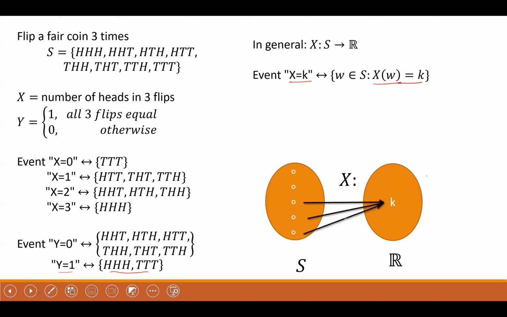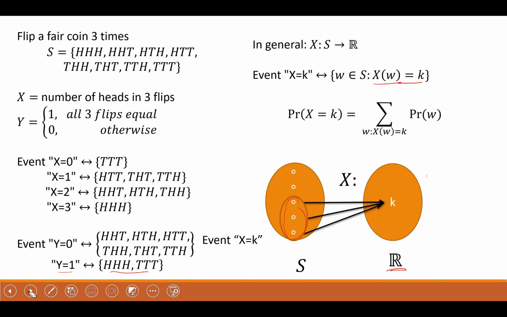Right, so S is my sample space, and this is some set of real numbers that my function x maps to. Then the event x equals k is simply all of these outcomes, since all of those get mapped to the value k. Okay, so it's just an event. Same as all of the events we've been talking about before, we're just describing it a little bit differently using random variables. All right, questions? Okay.